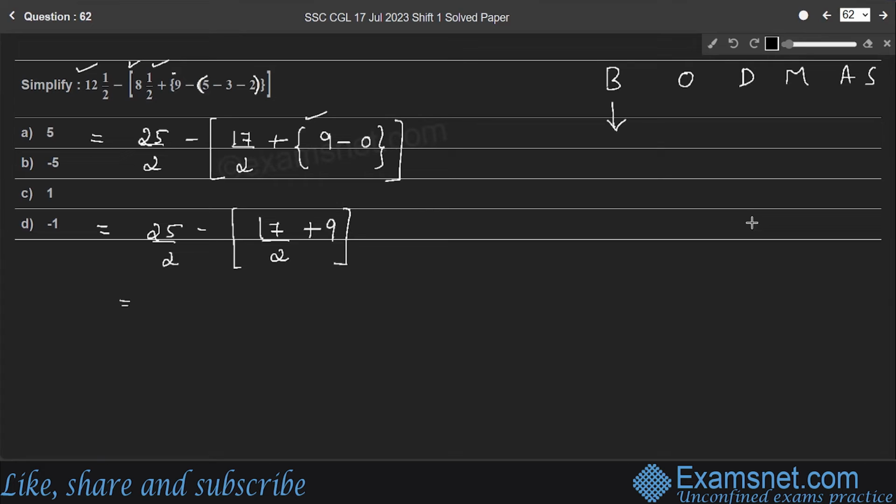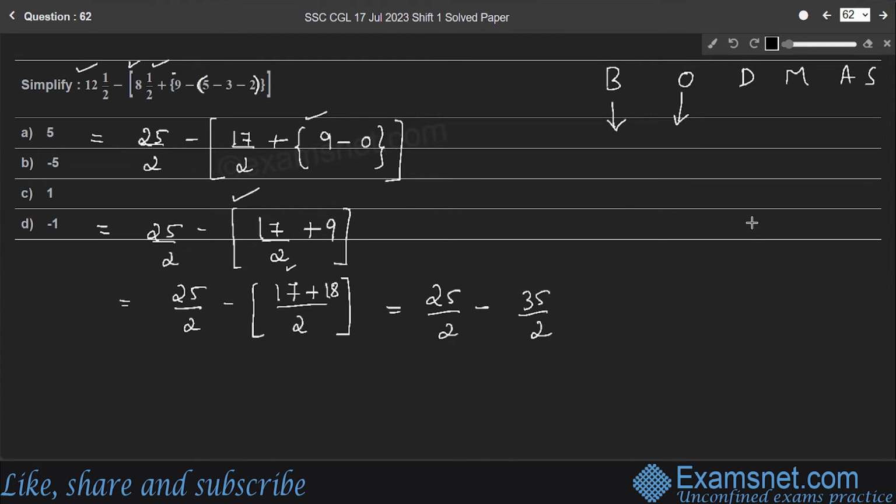So next comes the of part. There is no of part here. So here we have to remove even the square bracket also. So let us go for that. 25 by 2 minus, since 2 is the LCM here, 17 plus 18. So which is equal to 25 by 2 minus, 17 plus 18 is 35. So 35 by 2, right?